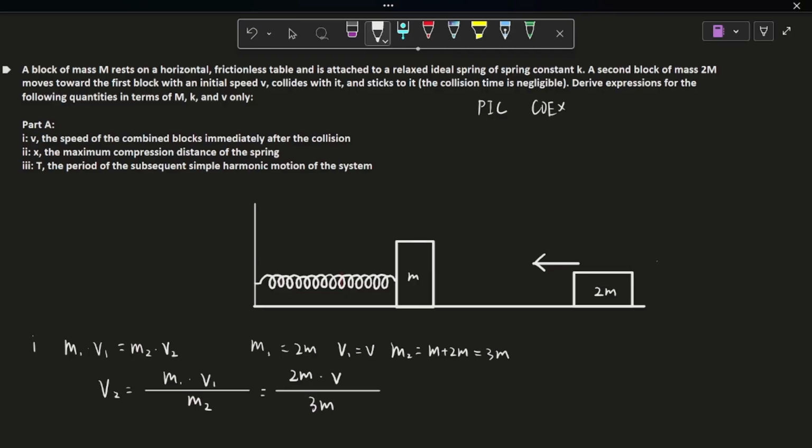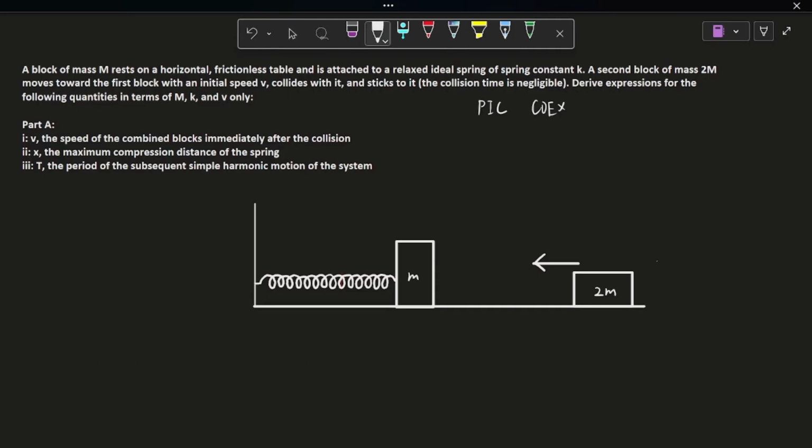Which, after canceling out m, we can get v2 is actually equal to 2v over 3, or 2 over 3 v. Alright, now part 2. So right now we already know that these two blocks have been collided together. So now these two objects become like a big object.